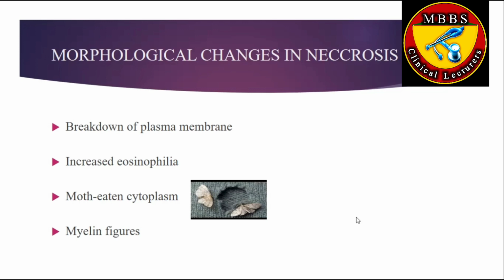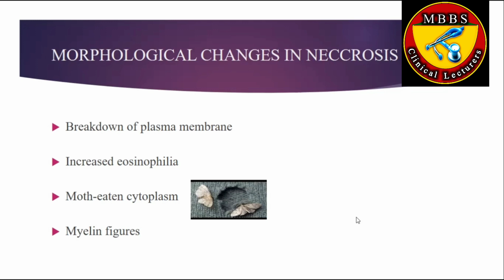The third is moth-eaten cytoplasm. The moth-eaten appearance occurs when enzymes digest the cytoplasmic organelles, and the cytoplasm gives a vacuolated appearance called moth-eaten, like moths damage clothes, as we can see in the picture. So the cytoplasm gives the moth-eaten appearance.